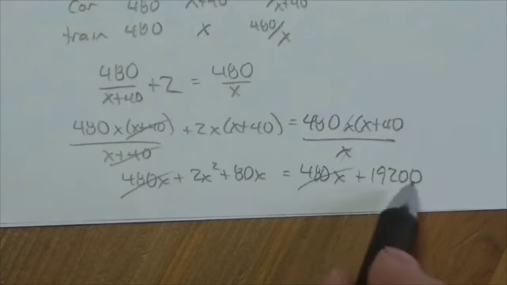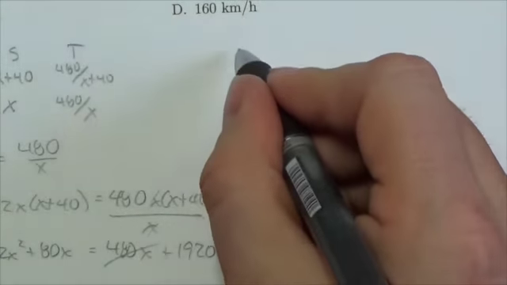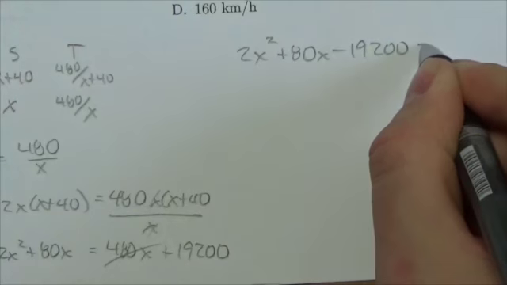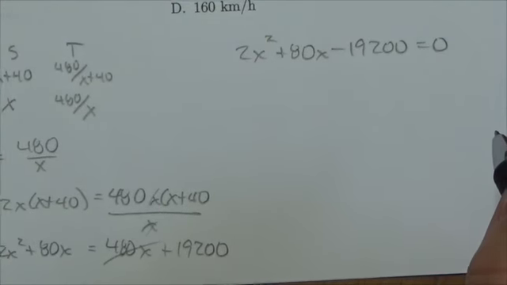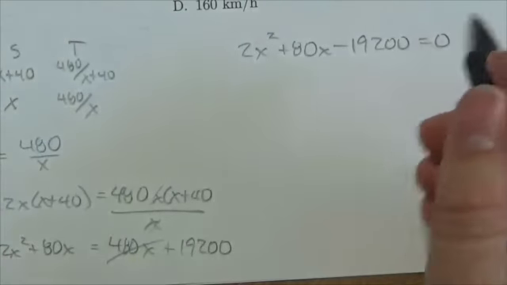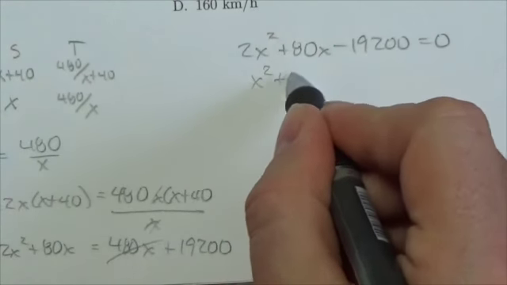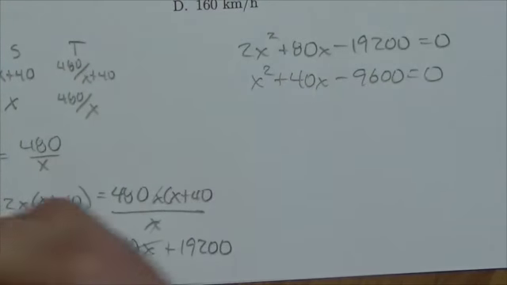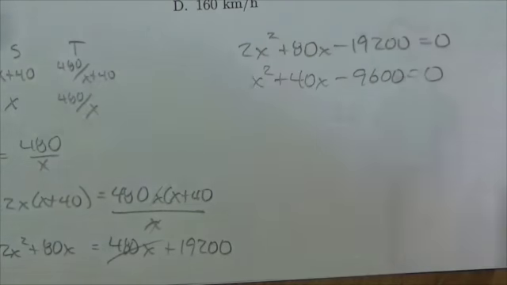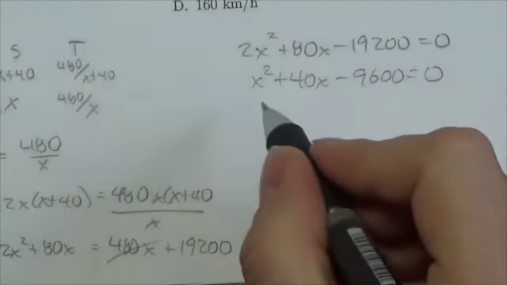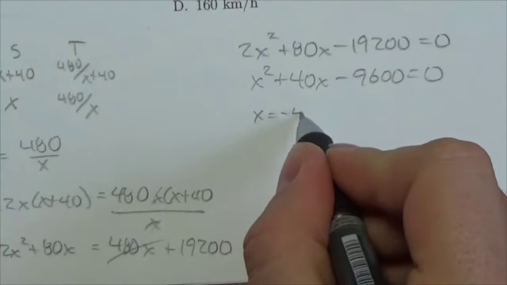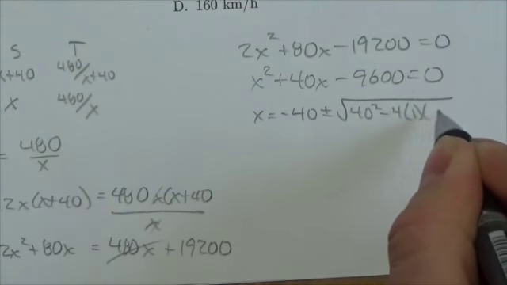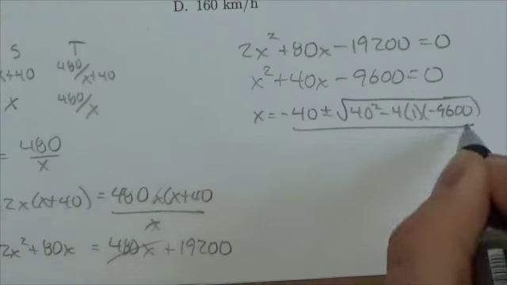And now I've got a quadratic, so I'm going to bring over the 19,200. So 2x squared plus 80x minus 19,200 is equal to 0. Well, okay, I could divide all of those by 2, and I'll get x squared plus 40x minus 9,600 is equal to 0. I could probably spend a few minutes trying to factor that, but you know what? I'm just going to jump to the quadratic formula. It's going to be minus 40 plus or minus the square root of 40 squared minus 4 times a times c, all over 2 times a.